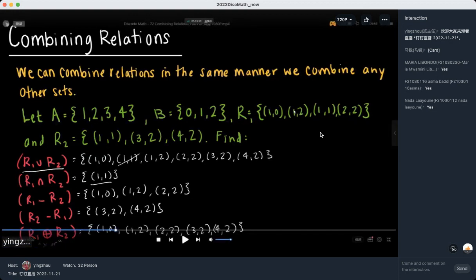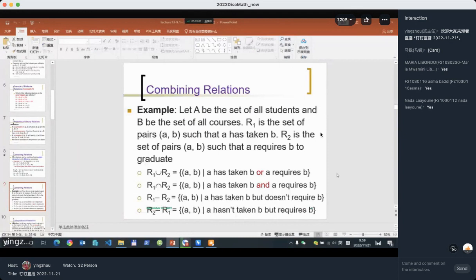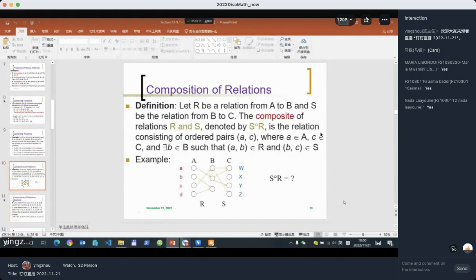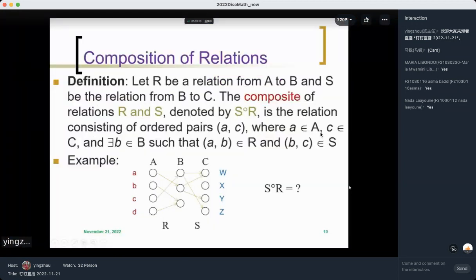Okay. So here is a more concrete example for combining relations. From this we can compose. Before, the concept we said is that we can use the set operations to directly combine two sets, using the set operations to combine the two relation sets.